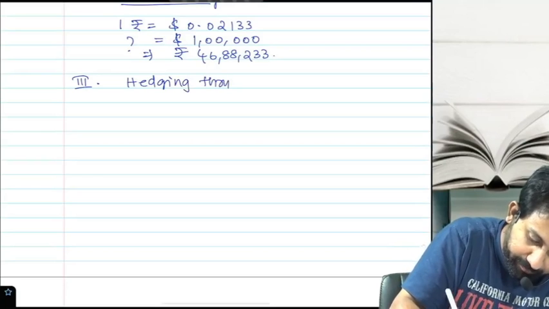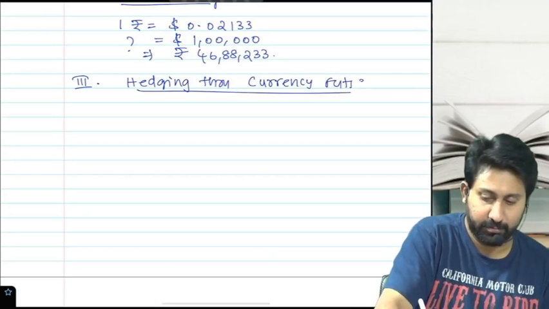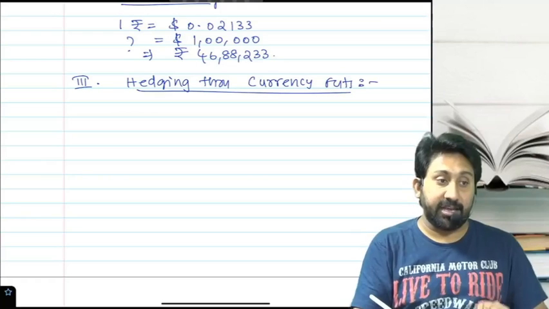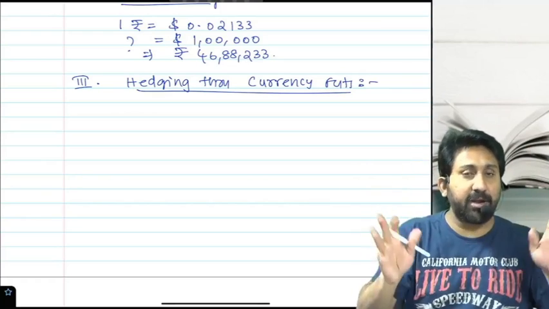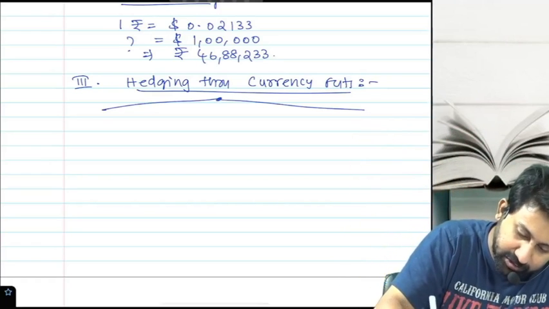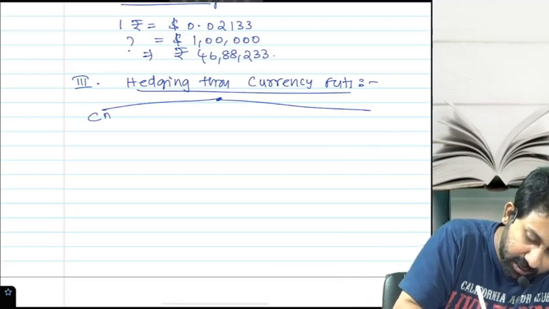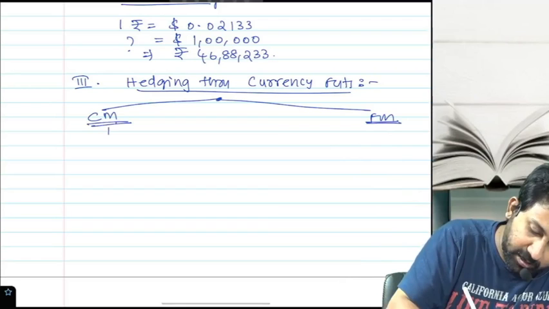Hedging through currency futures. What I said yesterday: whenever you are hedging through currency futures, keep your exposure open in the cash market as well. Okay, so 2 positions. How many positions? 2 positions. Cash market and futures market.